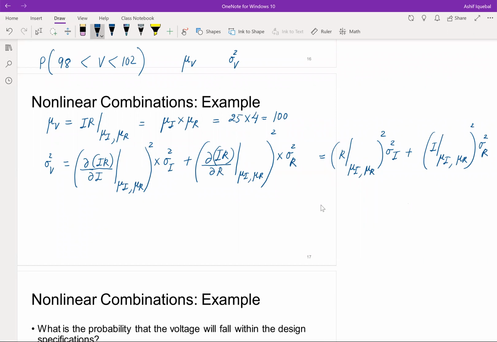Now, if you evaluate R at mu I comma mu R, it is just mu of R, right? So this is mu square R times sigma square I, because there's no I term here. This is mu square R because there's no I term in the first one, right? In the second one, there's no R term. So this is just mu square I multiplied by sigma square R. Now we have the expression for sigma square V.